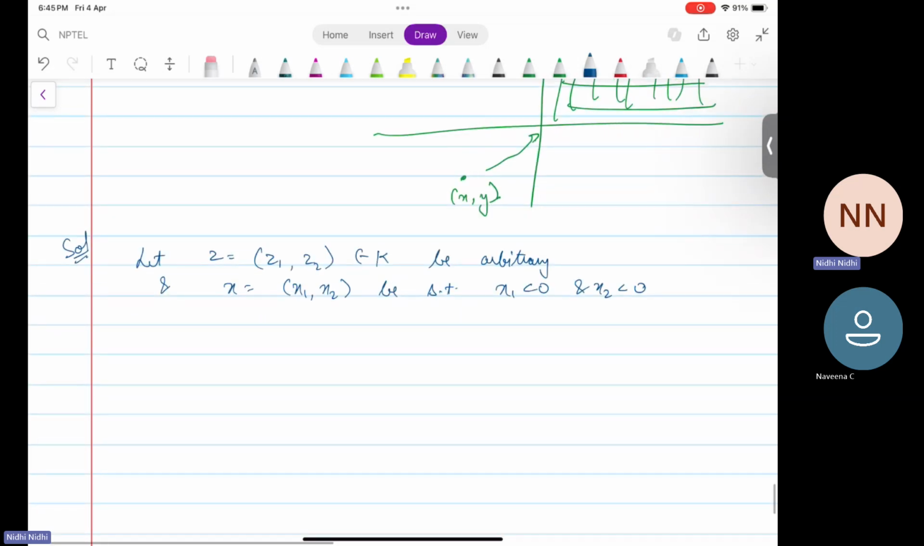So if I prove that the distance between this x and z is greater than or equal to the distance between x and the origin, for z an arbitrary element in K, then any point z in K is farther from x than the origin, therefore the nearest point will turn out to be the origin. If we could prove something like this, then the given statement is true, or else it is false.